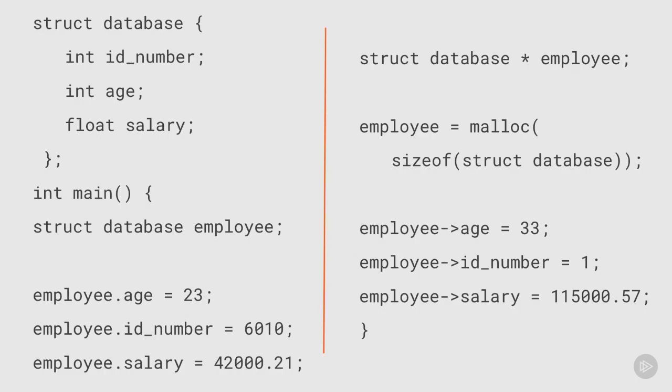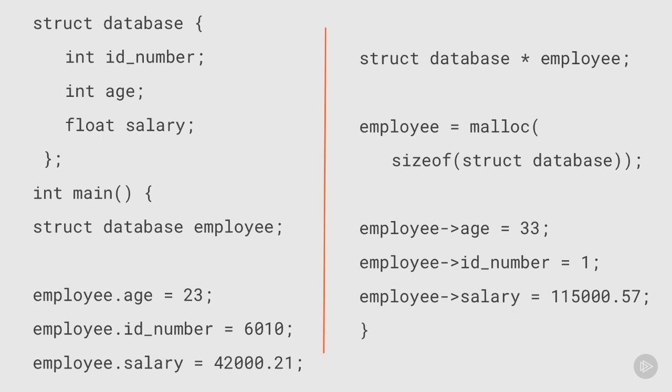So here's another example of a variable called a structure. We've got a database here, and it's got an ID number, an age, and a salary. And you can declare that struct database employee. You can define the employee locally as it's done here, so it's on the stack, .age is 23, ID number, salary, whatever. Or you can make an employee pointer, malloc some memory for it, and then you use the arrows rather than the dot to assign values to that structure. But now remember, since we just malloced memory, we need to remember to free it as well.